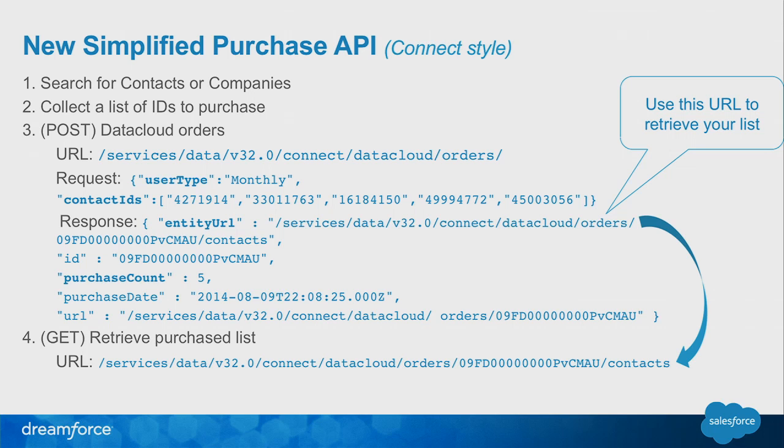So you do the SOQL, you get a list of IDs you want to buy, you do a POST, REST style, to this URL, order, Data Cloud orders. You identify the type of user you have, and we have two different types of users, monthly and list pool. You identify the contacts that you want to buy by their ID, and once you submit that, you get a response back, and the response will include a URL which you then do a GET against, which will then return all the result set for you. If you guys have used our previous purchase API, it's definitely way simpler, and it also does not have some of the challenges we had before.